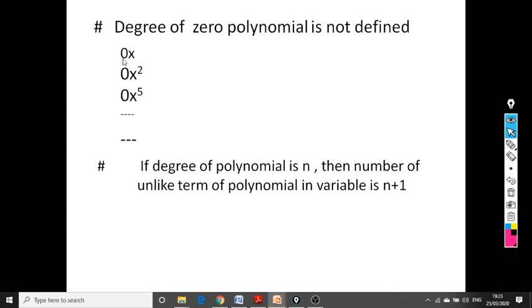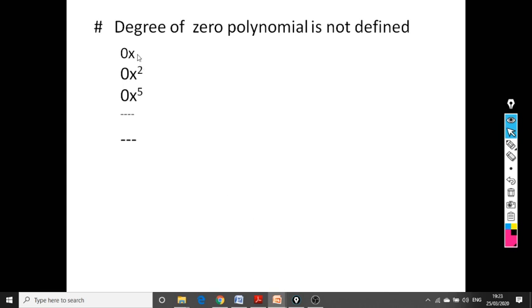As I'm writing here 0 into x, 0 into x always gives you the answer 0, but check the degree of x, it is 1.